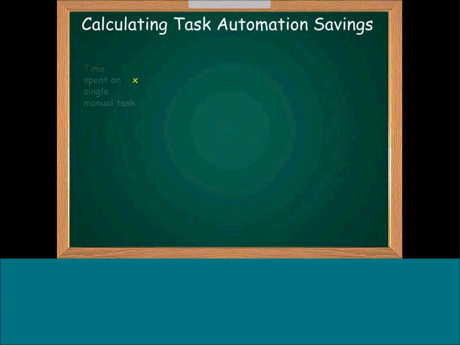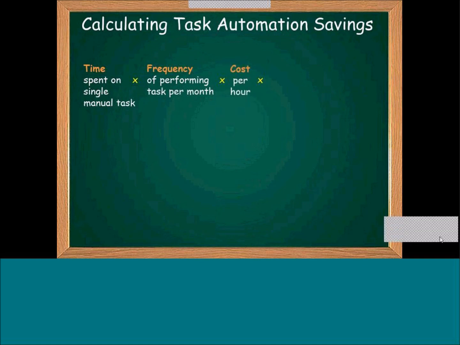So here is the basic formula for figuring out the task automation savings from IT process automation. We start with the first variable, which is time spent on a single manual task. And you take that and you multiply it by the frequency of performing that task per month. Multiply that by your cost per hour. This is, of course, your cost of labor.